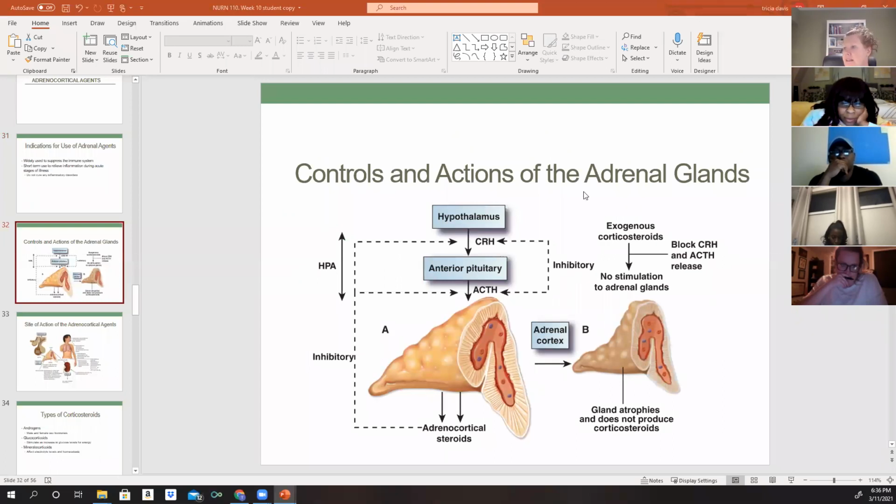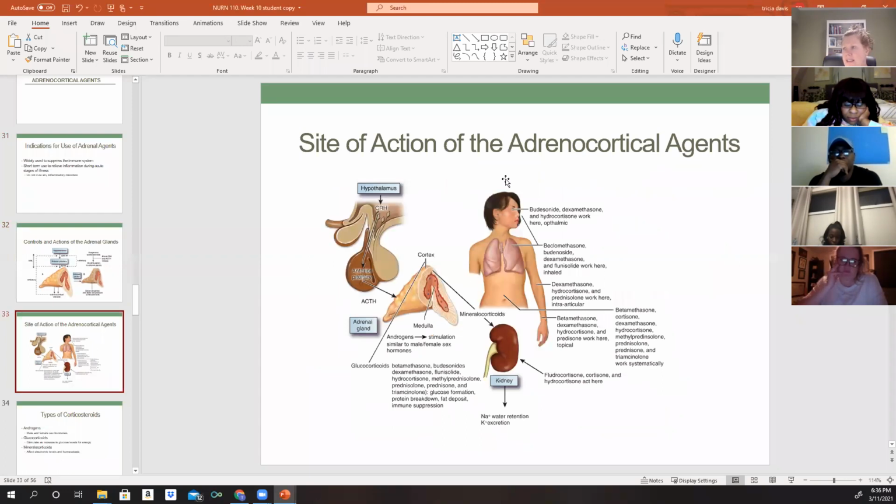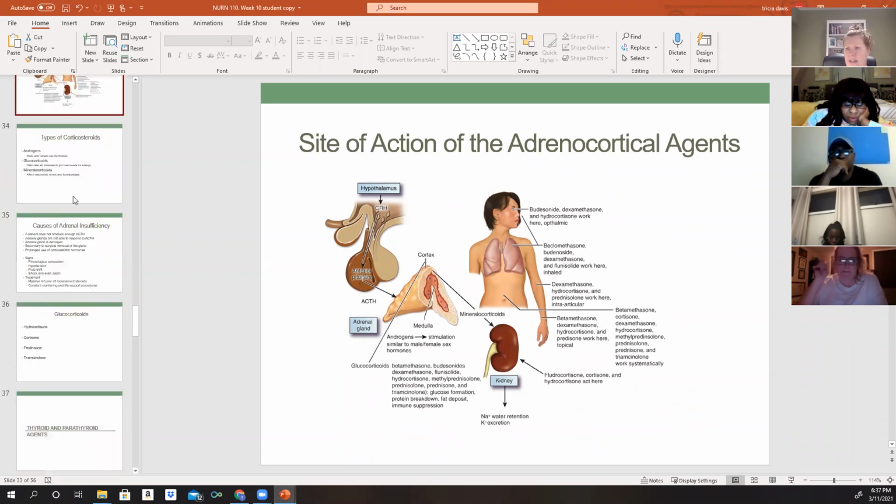So this is a slide in your book that just shows you the controls and the actions of the adrenal glands. This next slide is going to show you the site where it starts in the hypothalamus through the anterior pituitary into the adrenal gland. You guys can take a look at that.